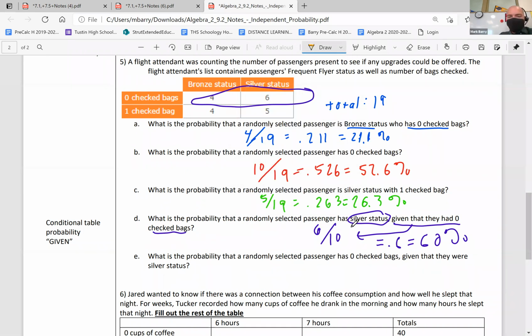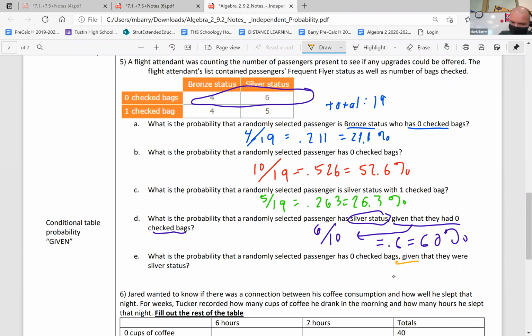Okay, now next question. What is the probability that a randomly selected passenger has 0 checked bags given that they were silver status? So it looks like the same question because we're talking about silver status with 0 checked bags, but the order got switched, correct? And so that does change the question. This is a different question. We're gonna have a different answer than our previous question, okay?